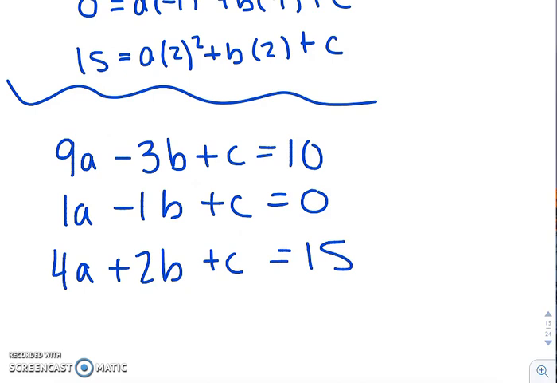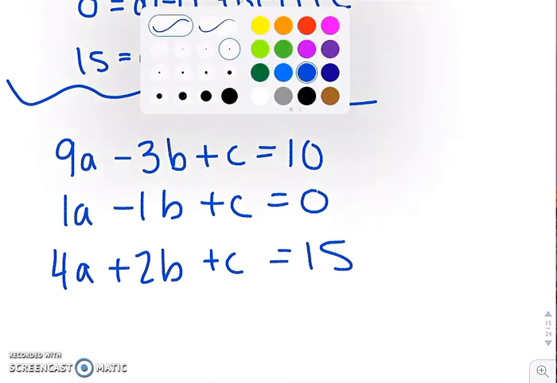Now for these, it's kind of nice because when you plug in your x and y, c is always by itself. It's always going to be plus c, plus c, plus c. So that's usually the variable that's easiest to eliminate here. But just like x, y, and z, we're going to do the same thing here. It's just we have a, b, c instead of x, y, z. So I'm going to eliminate my c variable. And we've got to solve for the variables first before we can write an equation.